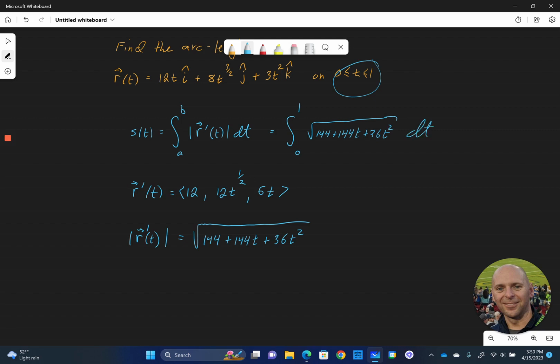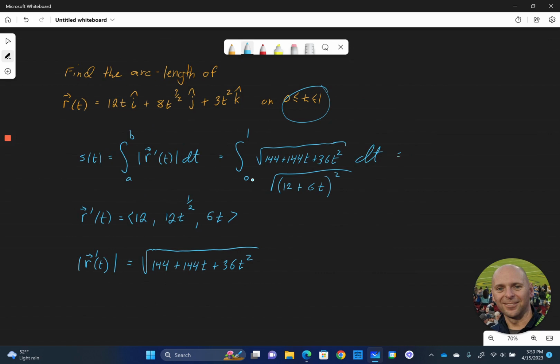And hopefully this simplifies, and it does because I've designed it to do that. If it didn't have a really nice antiderivative like it does, we would probably just go ahead and use a computer algebra system or one of our techniques of integration to help us through that. But this does actually work out pretty well. It turns out that this factors into 12 plus 6t quantity squared. So now we're taking the square root of a square, that cancels. So this whole thing then will just turn into the integral from 0 to 1 of 12 plus 6t dt.